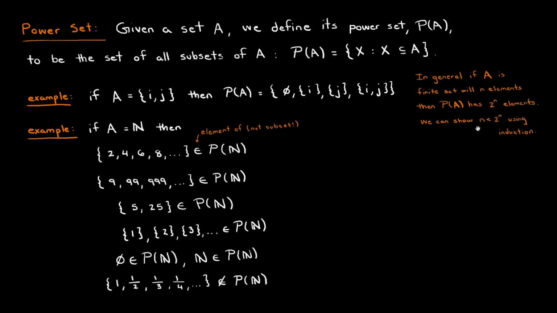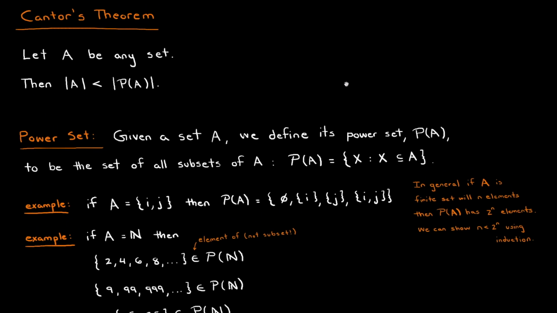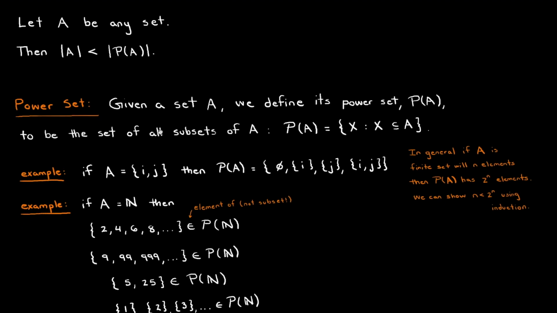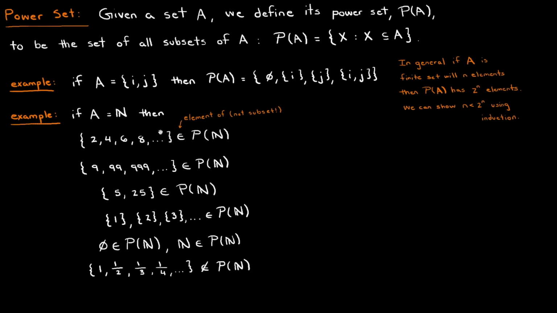And then we can show that n is strictly less than 2 to the power of n using induction, and then this basically proves Cantor's theorem for the finite case when A happens to be a finite set. But actually, Cantor's theorem holds for any set, for infinite sets as well.